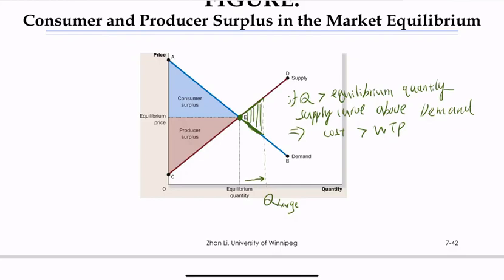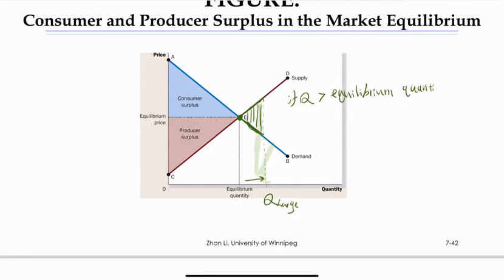Now we could make the same argument. So let's say we're thinking about the opposite case. The opposite case is you would move from the equilibrium quantity to this smaller quantity. So let's call this Q small. So here, if quantity becomes smaller than equilibrium quantity, let's see what will happen.